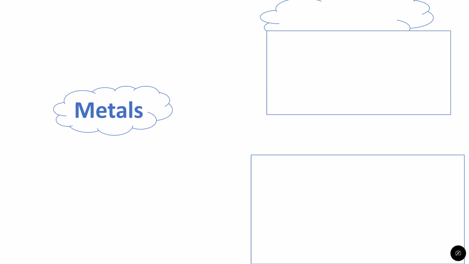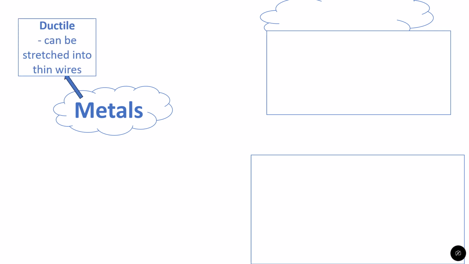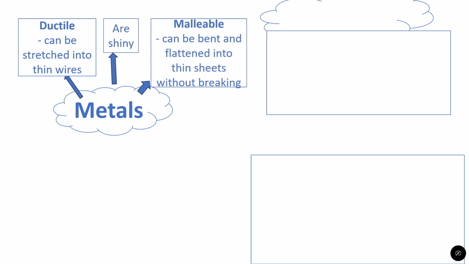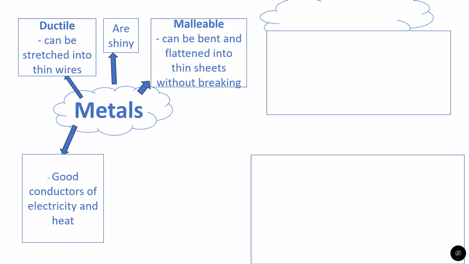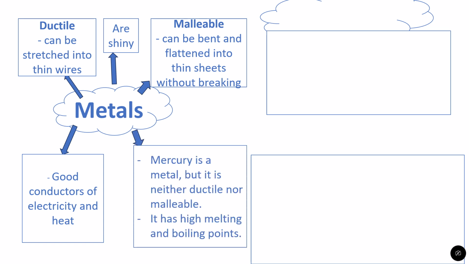So let's look at the characteristics of metals. We know that metals are ductile. That means it can be stretched into thin wires. They're shiny and they are malleable. So they can be bent and flattened into thin sheets without breaking. Right, we also know that metals are good conductors of electricity and heat, and also we know that mercury is a metal, but it is not ductile nor is it malleable. It just basically has high melting and boiling points. And we're going to do melting and boiling points later on in this video.